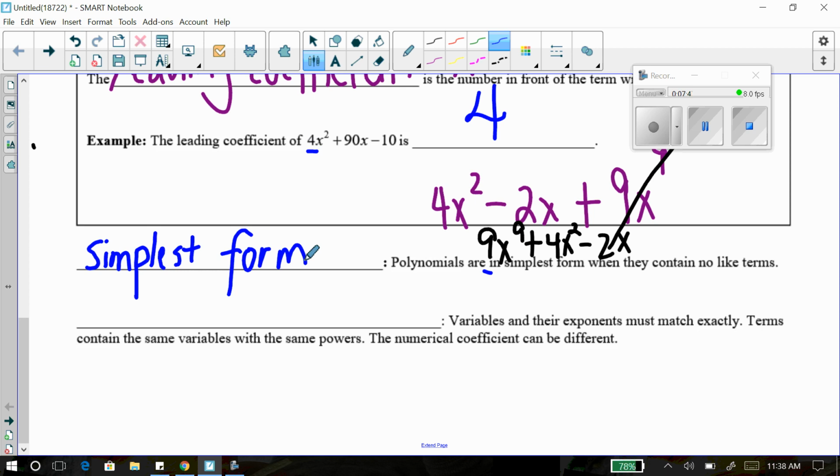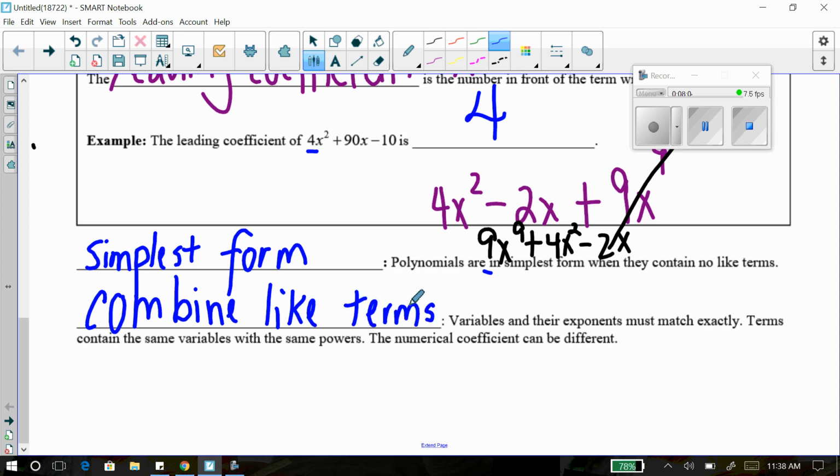And to combine like terms, remember that the variables and the exponents must match. And you'll see, and I'll remind you in a second here what that meant. But on this line, type in combine like terms. Combine like terms.